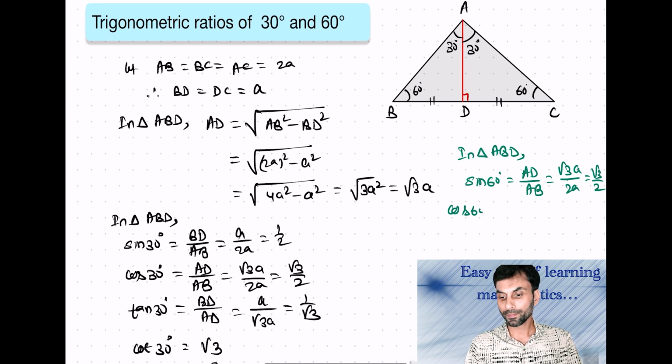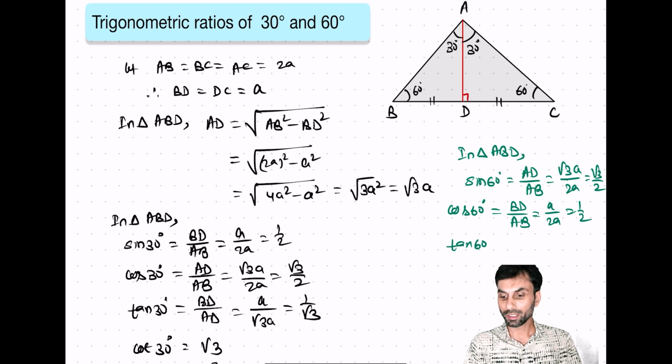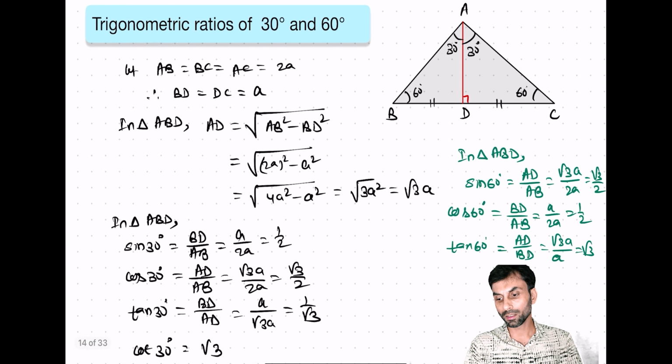Cos of 60 degree, that will be equals to adjacent, which is BD upon hypotenuse AB, and that will be equals to A upon 2A, which is 1 by 2. Tan 60 degree, that will be equals to opposite AD upon adjacent BD, that will be equals to root 3A upon A, and that will be root 3.